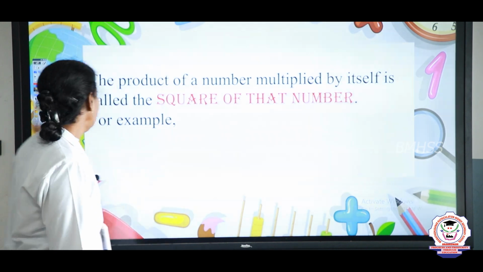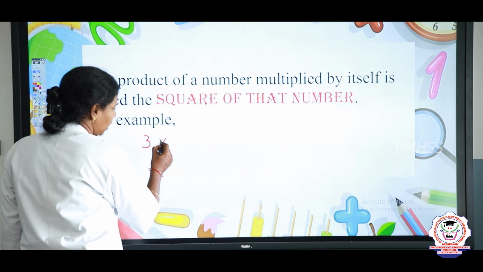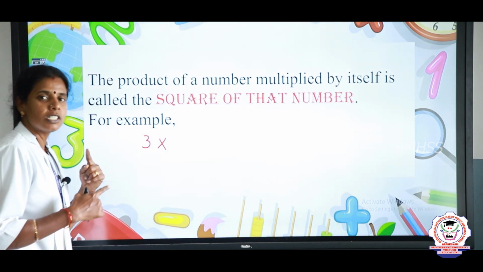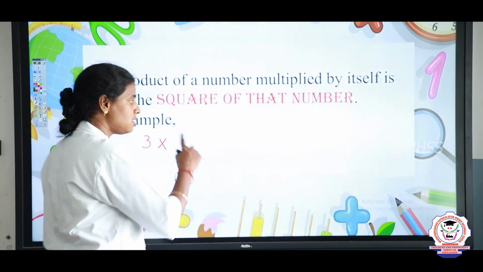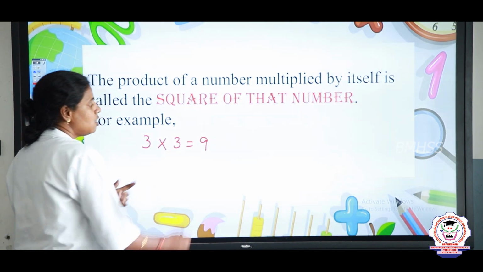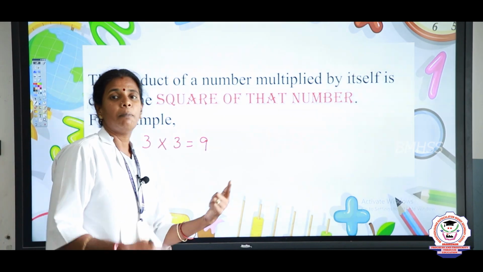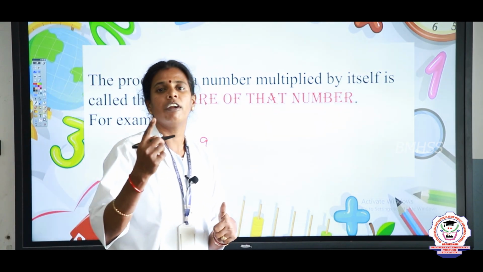For example, when you multiply the number 3 by itself, that is 3 by 3, which gives 9. So 9 is a perfect square. A number which is multiplied by itself is called the square of that number.